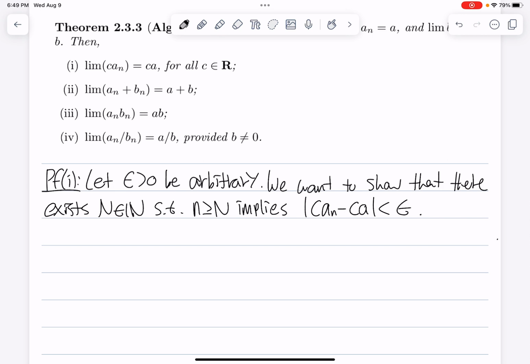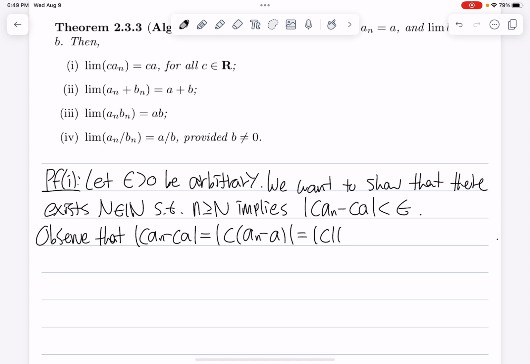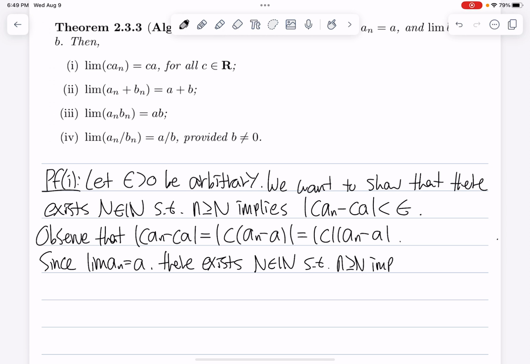All right, so observe that the absolute value of can minus ca is equal to the absolute value of c multiplied by an minus a. Well, we can pull out that absolute value of c and express it like this. Well, since the limit of an converges to a, there exists N in the natural numbers such that n greater than or equal to N implies absolute value of an minus a less than epsilon over absolute value of c.